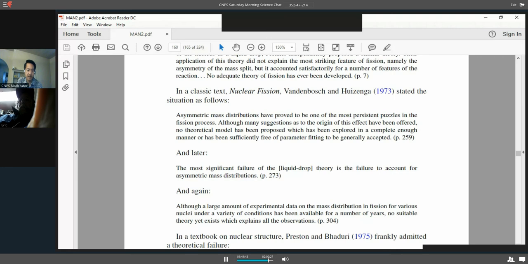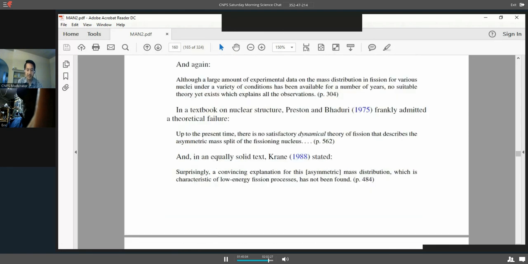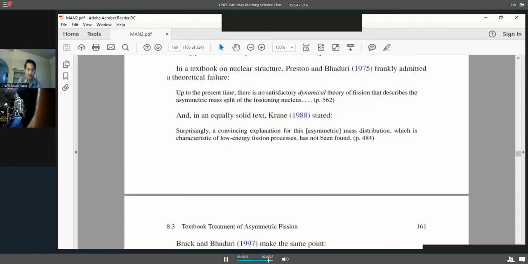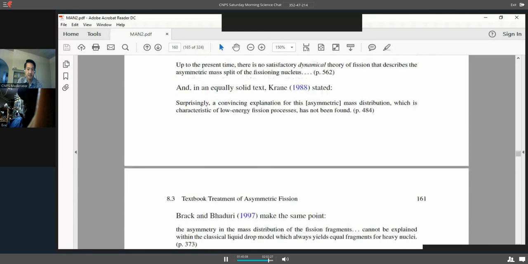And another thing, this is against the liquid drop model. The most significant failure of the liquid drop theory is the failure to account for asymmetric mass distributions. Because you would think that if it's a liquid drop, then the most likely thing would be that it would split in half, so that the half should be the most common thing. But that turns out to be the least common thing.